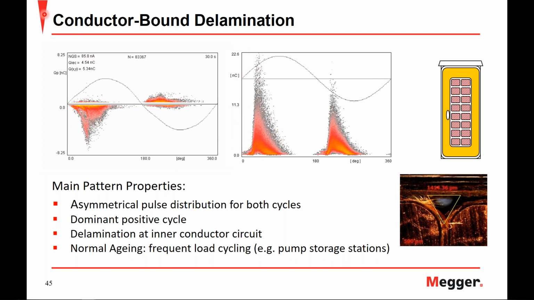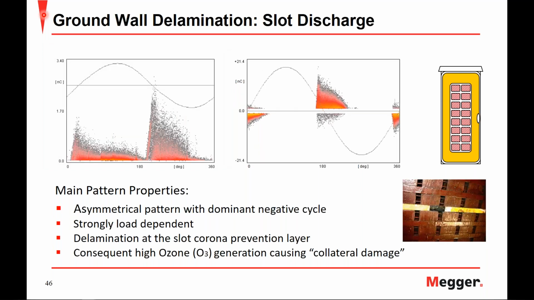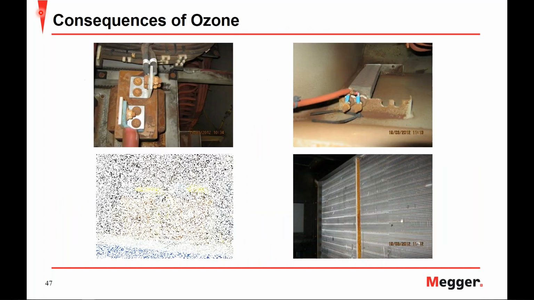And this partial discharge pattern of the failure is dominant, and it shows a triangular distribution rather than the arcing we saw in the voids. In this situation, the delamination is on the ground wall of the insulation, resulting again in an asymmetrical pattern with dominant negative cycles in this case. The distribution is still triangular, but one thing to note with ground wall delaminations and slot discharges is that slot discharges can produce ozone, which in turn causes collateral damage. We'll look at that right now.